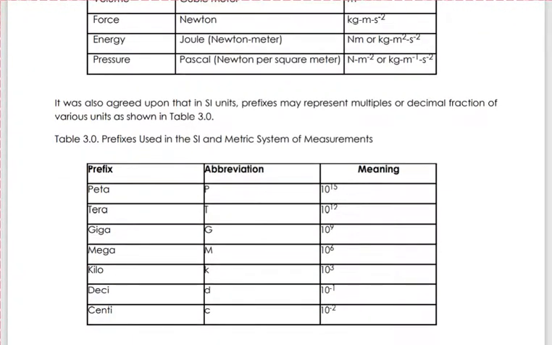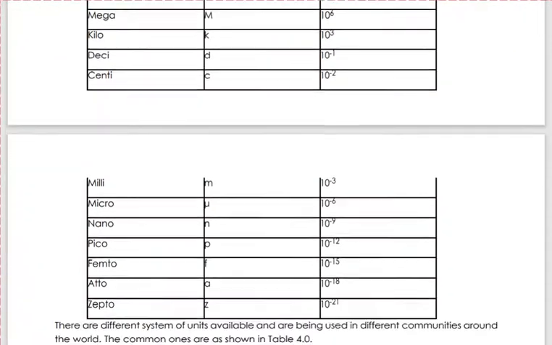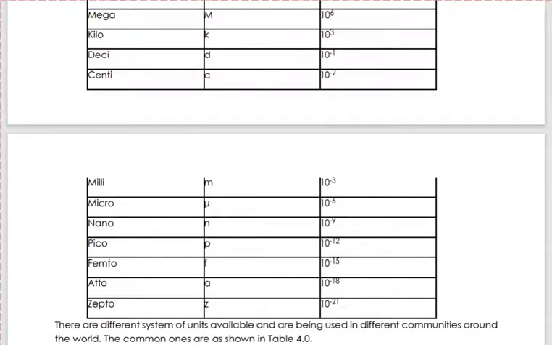If the exponent or power is 10 raised to 15, that is peta; 10 raised to 12 is tera; 10 raised to 9 is giga; 10 raised to 6 is mega; 10 raised to 3 is kilo. That's why when it is 1,000, it is kilo. 10 raised to negative 1 is deci, 10 raised to negative 2 is centi, milli is 10 raised to negative 3, and micro is 10 raised to negative 6.